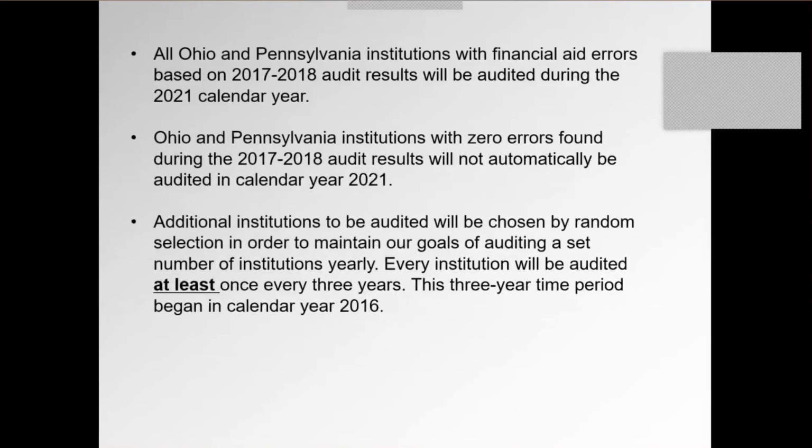All Ohio and Pennsylvania institutions with any financial aid errors during the 2017-2018 award year will automatically be audited during the 2021 calendar year. That does not mean that institutions that have zero errors won't be audited, because we will select additional institutions based on random selection to assure that we're hitting a certain target number of audits every year.